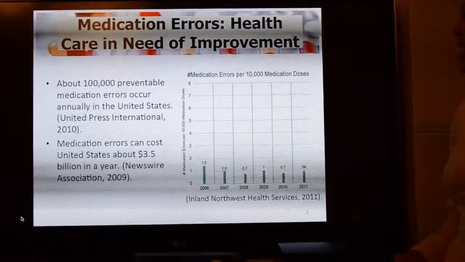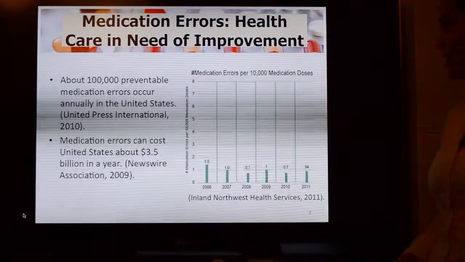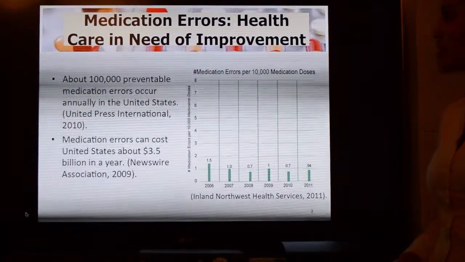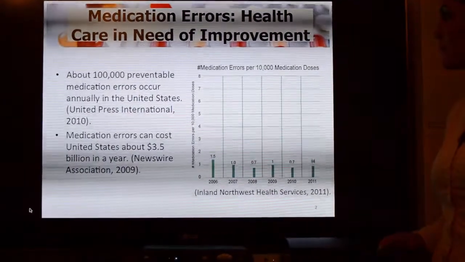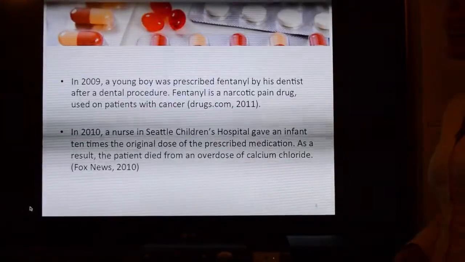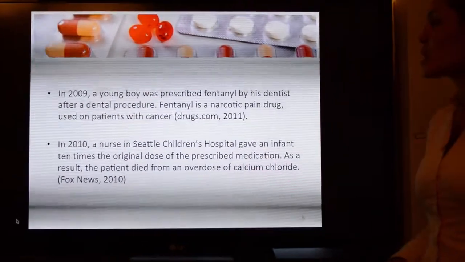Medication errors can cost the country about $3.5 billion yearly. There's about 100,000 preventable medication errors in the United States annually. Medication errors do not only cost billions of dollars to the country, but also patients' lives.